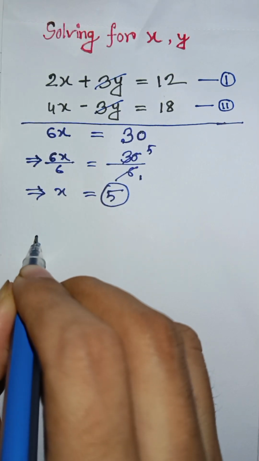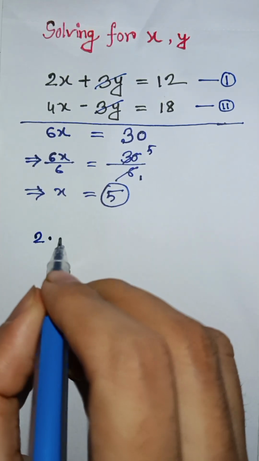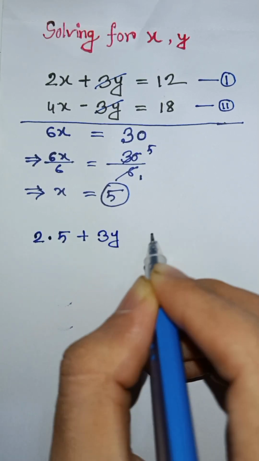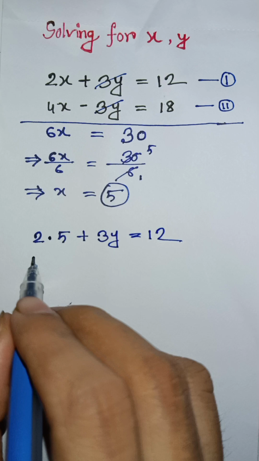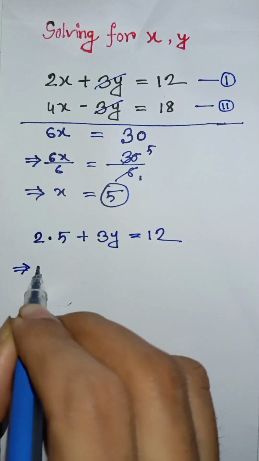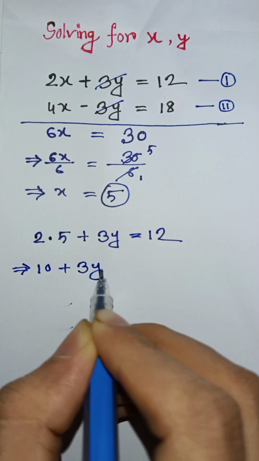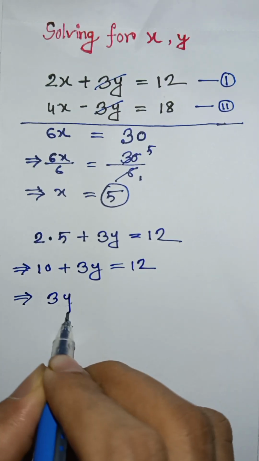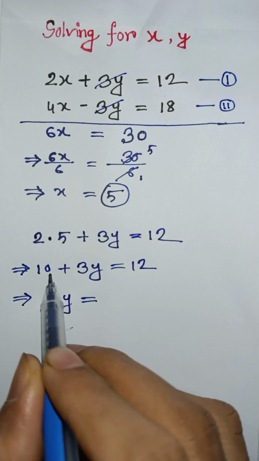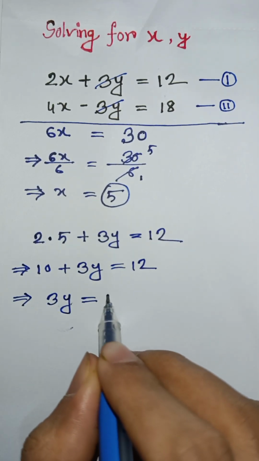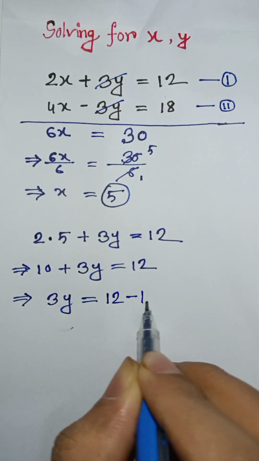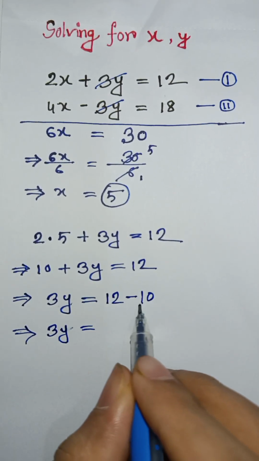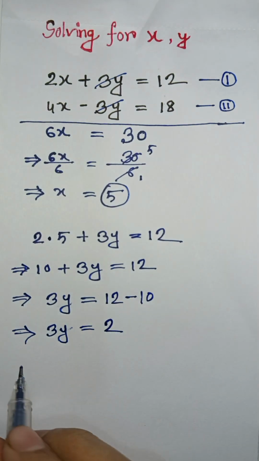Then 2x, x equals 5, so 2 times 5 plus 3y equals 12. 2 times 5 equals 10 plus 3y equals 12. 3y equals, moving 10 from the left side to the right side, it becomes negative 10. So 3y equals 12 minus 10 equals 2.